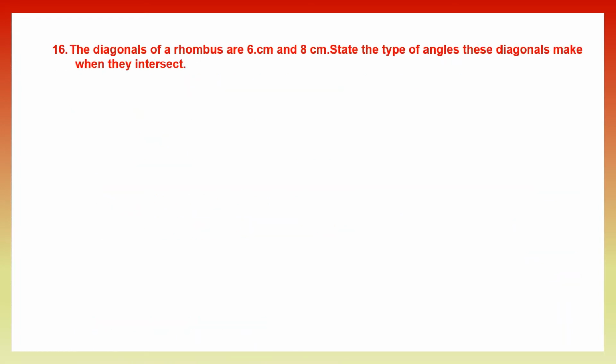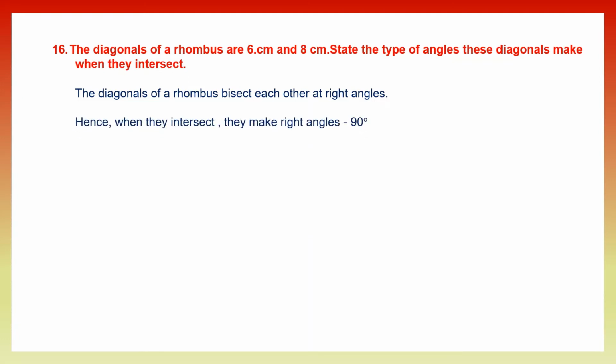Question 16. The diagonals of a rhombus are given as 6 centimeters and 8 centimeters. Now we have to state the type of angles these diagonals make when they intersect. The diagonals of a rhombus will bisect each other at right angles. So the length of diagonals need not be the same, but when they intersect, they form right angles. So they make right angles which is equal to 90 degrees. So the answer is they make right angles, which is equal to 90 degrees.